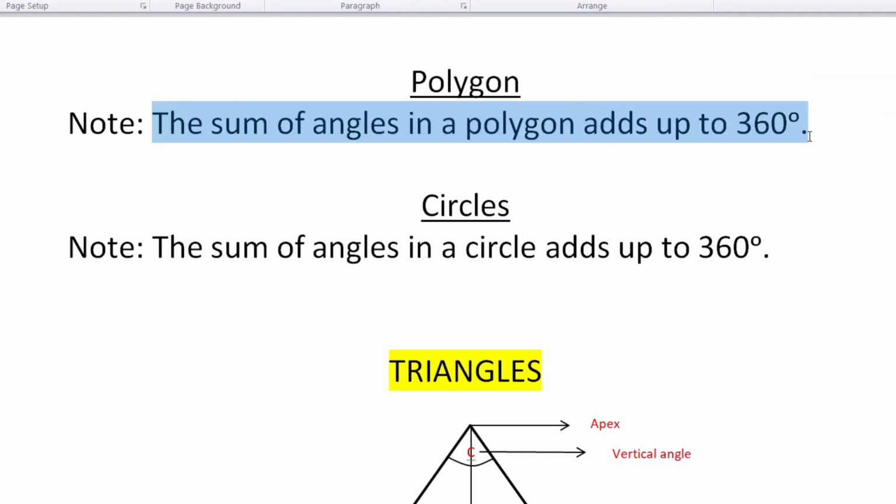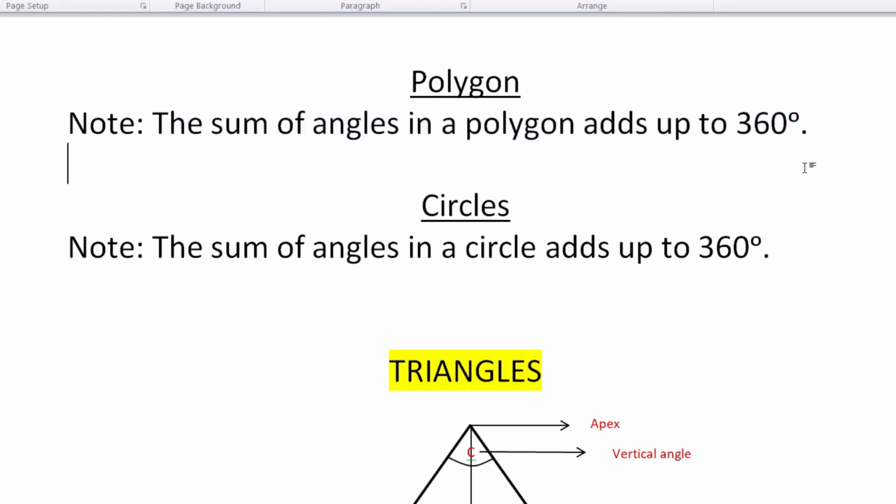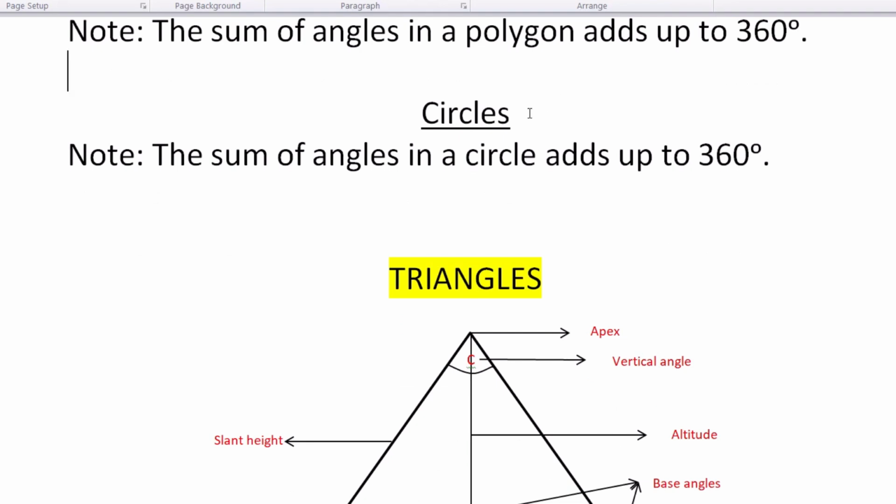What is a circle? A circle is a plane figure bounded by a curved line called the circumference, which is always equidistant from the center. Equidistance means equal distance from the center. The sum of angles in a circle adds up to 360 degrees. As I mentioned in the previous video about angles, the total sum of angles in a circle is 360 degrees.